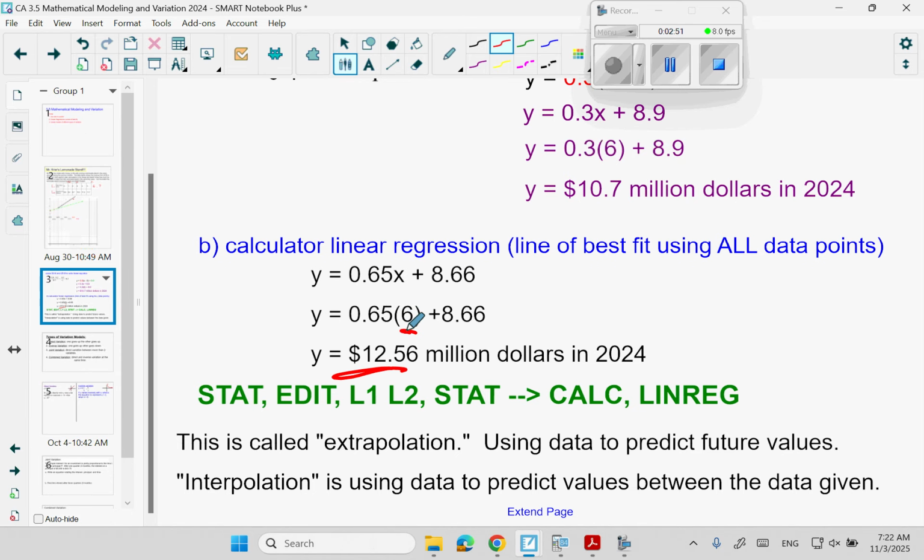12.56 is when you plug in 6 based on some estimation. This process is called extrapolation. You're taking data and trying to predict future things. Okay, that should be review. We talked about that probably a week and a half, 2 weeks ago.